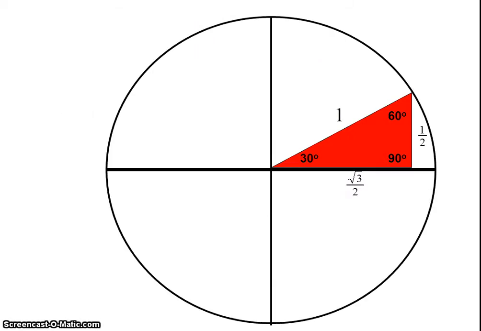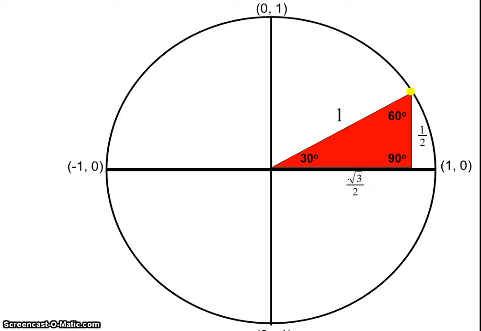Now, we relate this to the unit circle with a 30-degree reference angle, so it looks something like this. Real quick, let's review the quadrantal angles. We got 1, 0 at 0 degrees. At 90 degrees, it's 0, 1. 180 degrees, negative 1, 0. 270 degrees, it's 0, negative 1. You might not be able to see that.